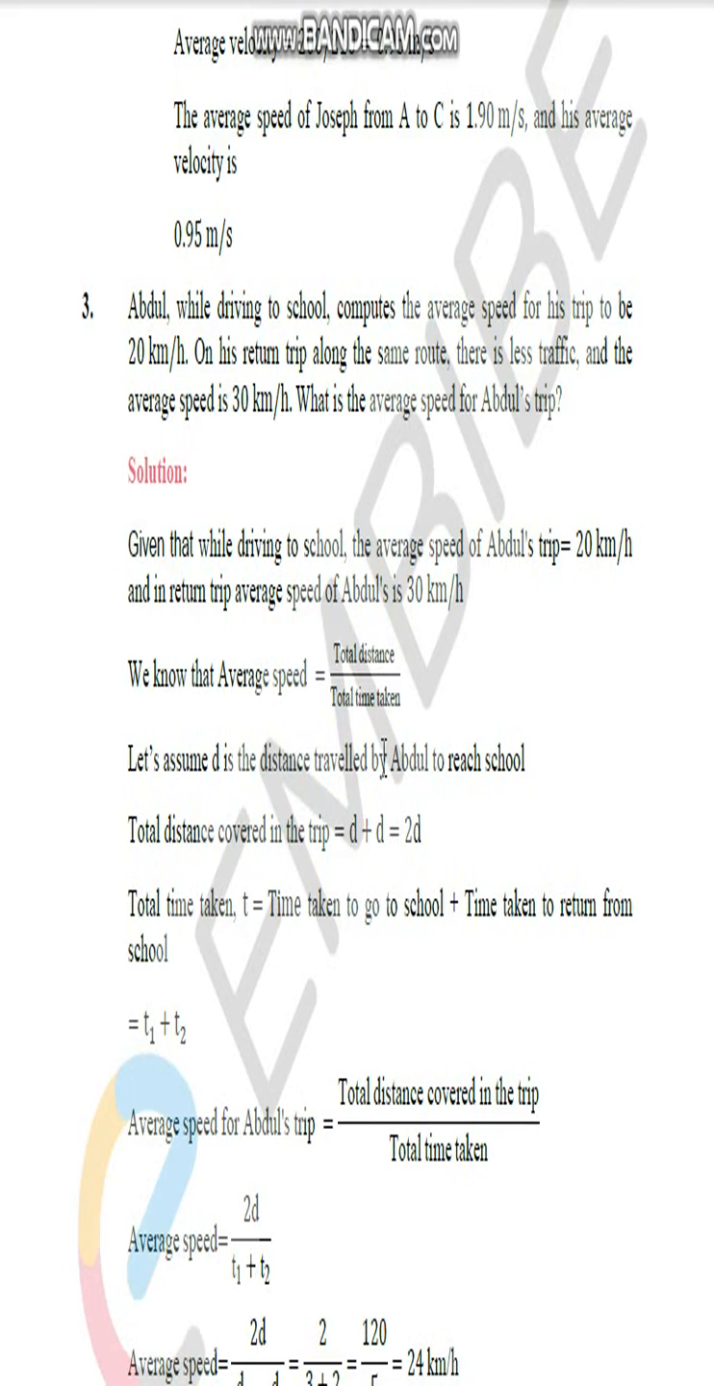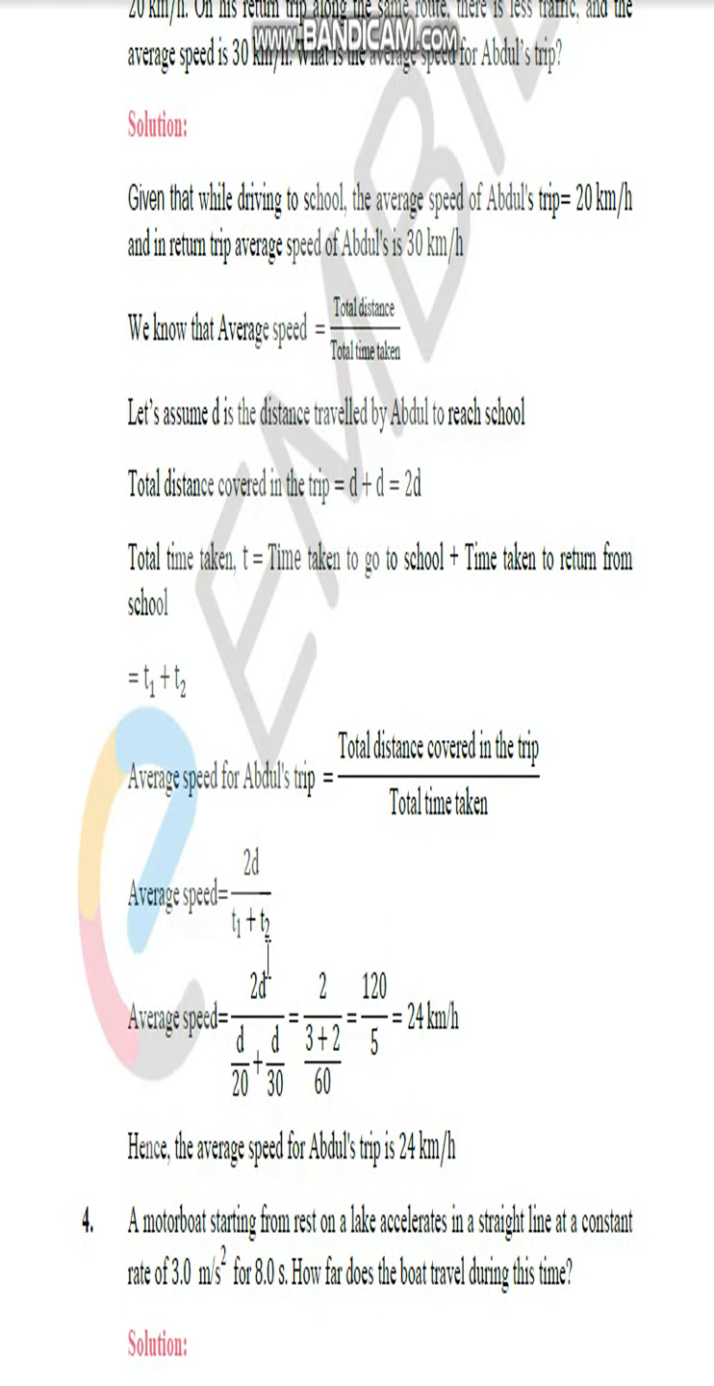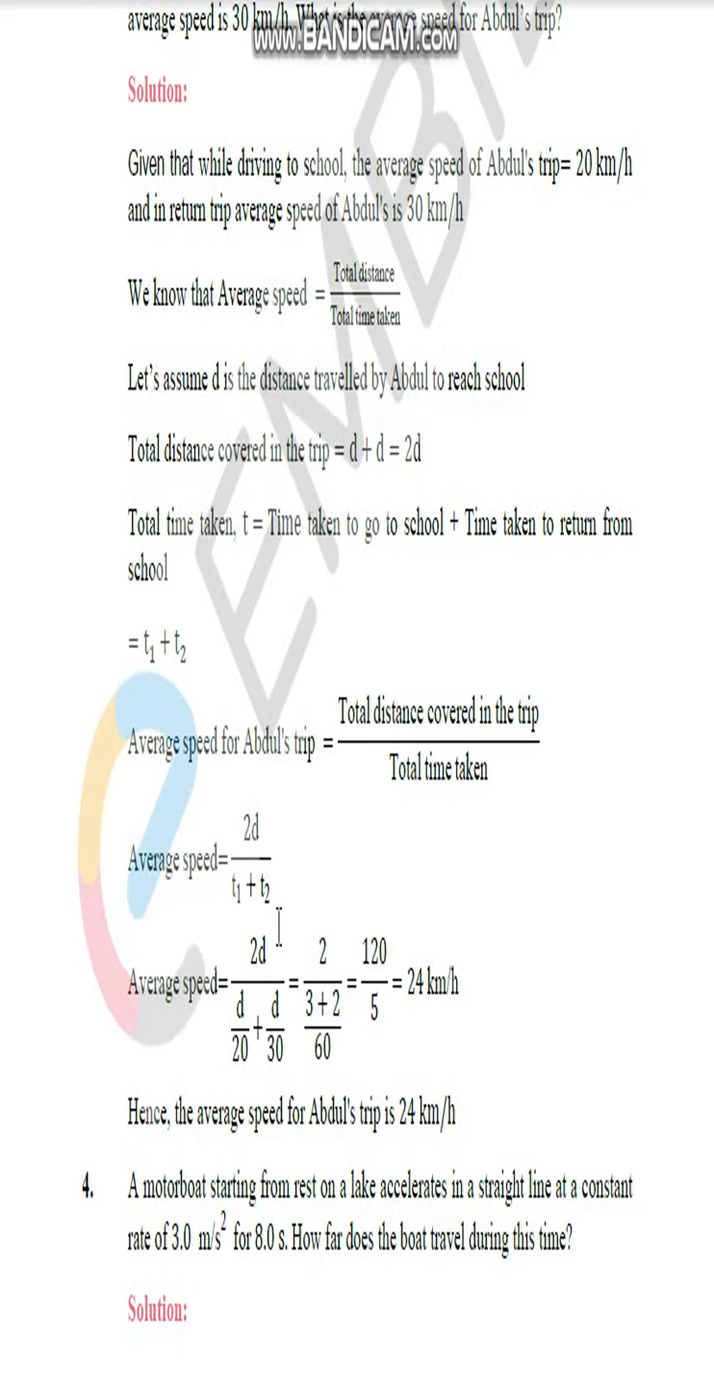Now average speed is equal to total distance upon time taken. Let's suppose that the distance traveled by Abdul is d, so total distance covered in the trip is d plus d, because of going and coming back, which is 2d. Time taken t is equal to going to school plus returning from school, that is t1 plus t2. So average speed is total distance upon time taken, 2d upon t1 plus t2.